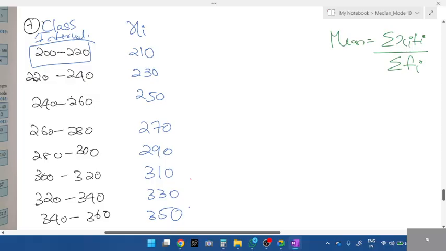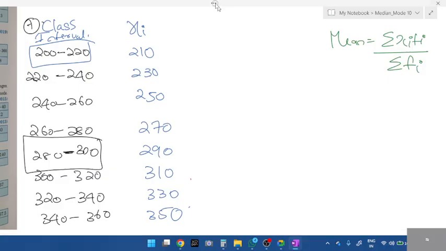Okay, some might be good with numbers as soon as they see the value, students. For example, what lies between 280 and 300? Exactly in between 280 and 300, you get 290. You can even think like that and write it. If not, use the formula.